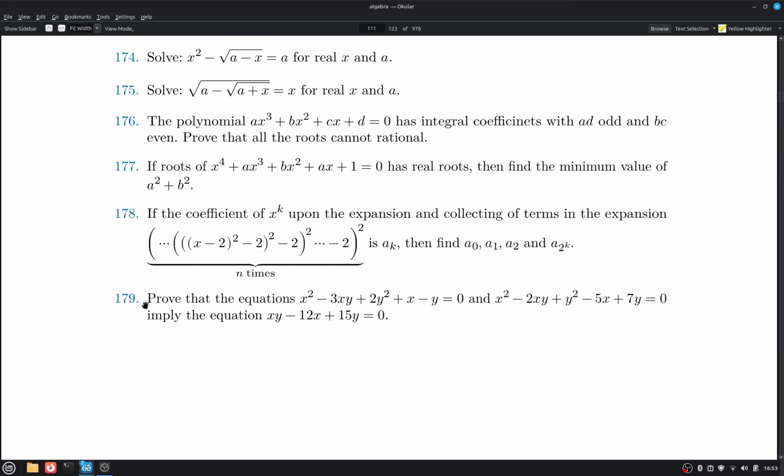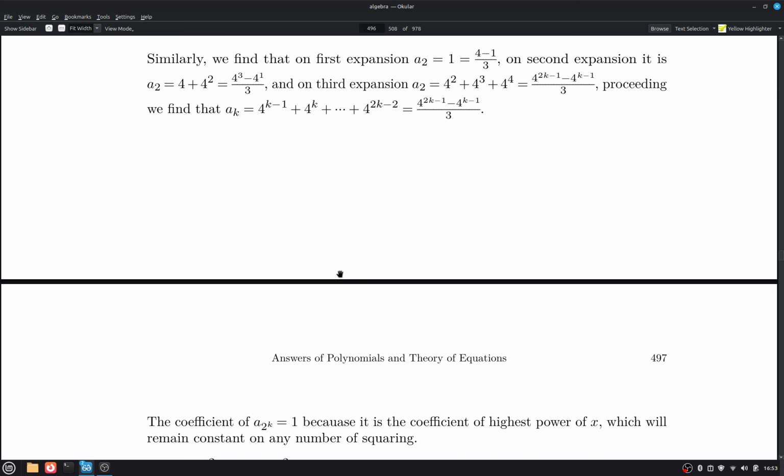Question 179 says: prove that the equations x square minus 3xy plus 2y square plus x minus y is equal to 0 and x square minus 2xy plus y square minus 5x plus 7y is equal to 0 imply the equation xy minus 12x plus 15y is equal to 0.